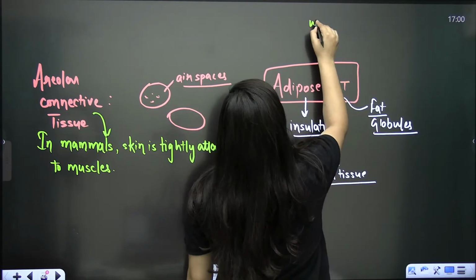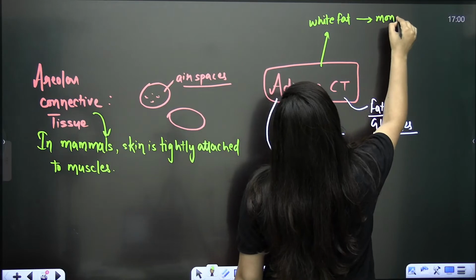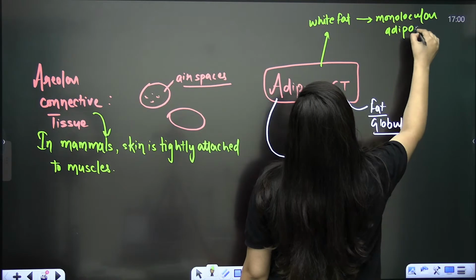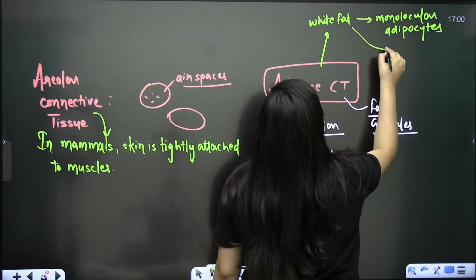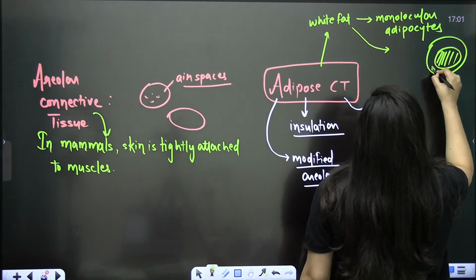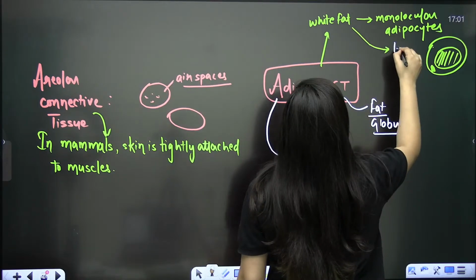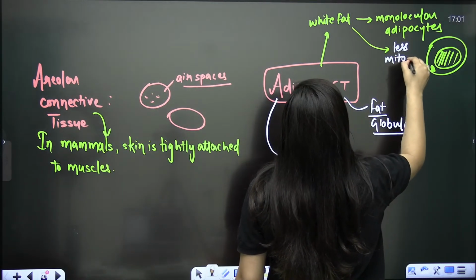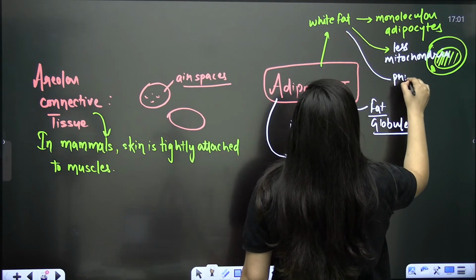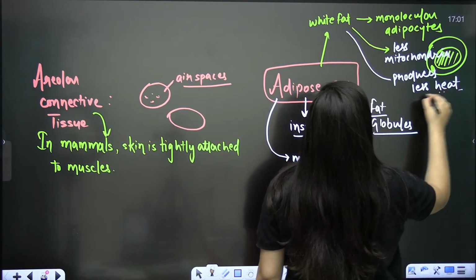So in adipose tissue you have white fat, having monolocular adipocytes. Monolocular adipocytes means they have only one large fat globule, and the nucleus is present near the periphery, with less cytoplasm. So white fat has less mitochondria, so obviously it produces less heat. Mainly the fat is for insulation.